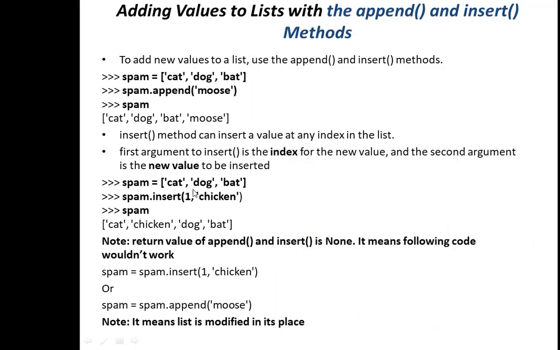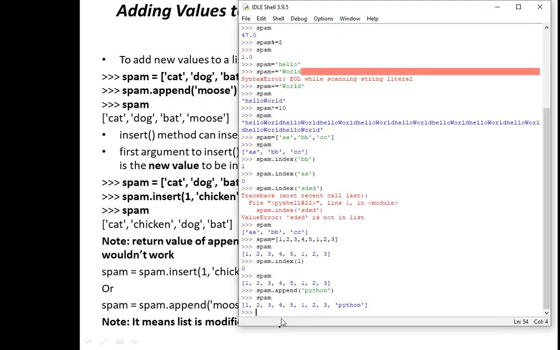Okay, now there is another method called insert. What does insert do? Insert gives you flexibility of where you want to put values into your list. That is why you give two arguments to insert. The first one is the position where you want to put the new value, and the second one is that value. So in this case, let's say for spam, I want to add programming at this second index.